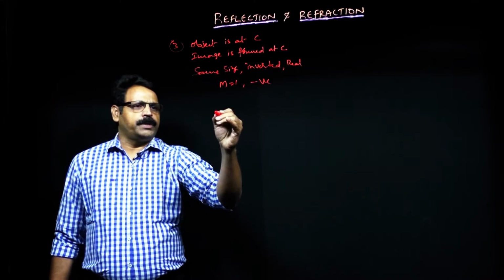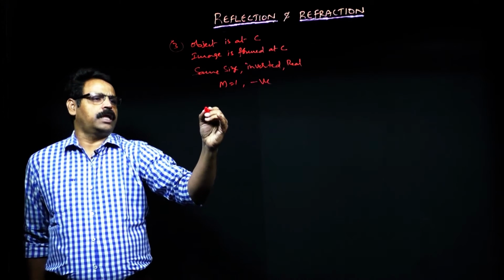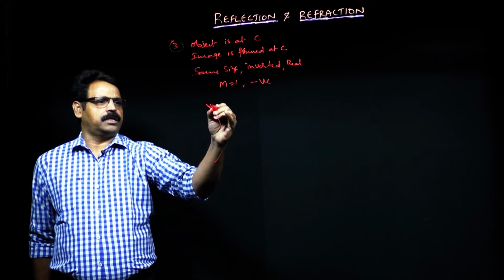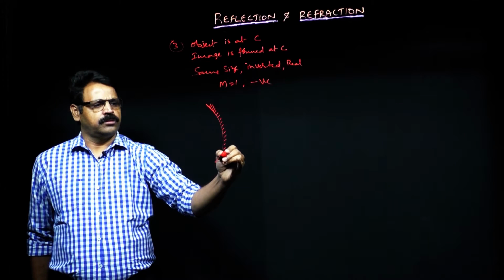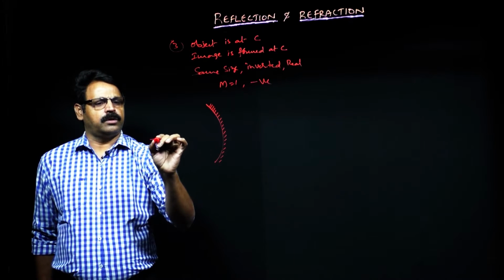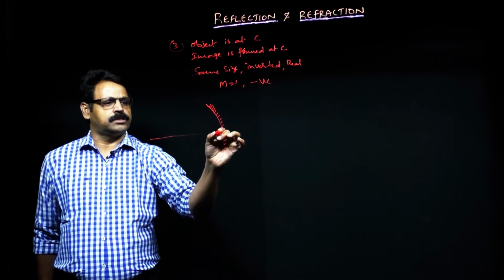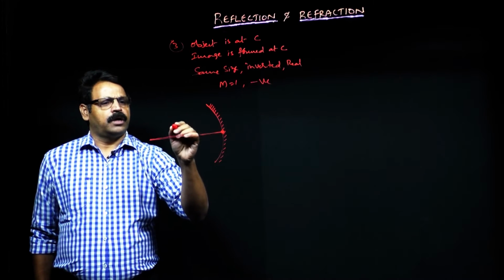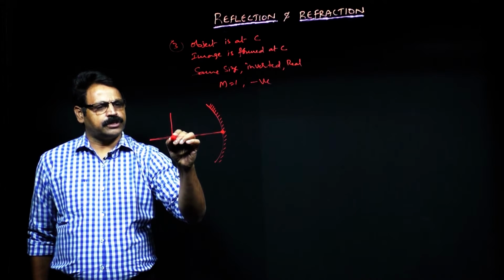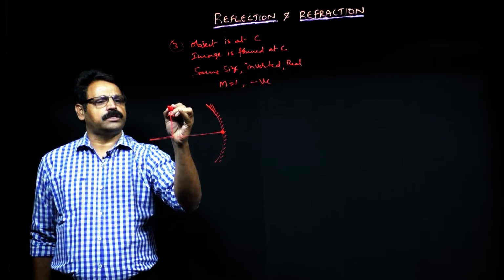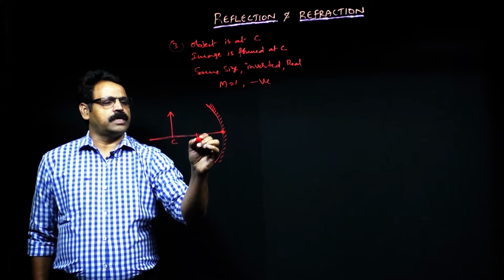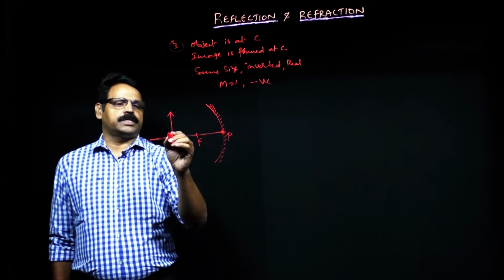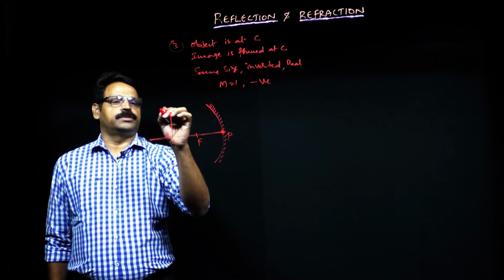So how is the picture going to be? The picture is going to be like this. See here, if I look at the mirror here, now from the pole draw the principal axis. So this is the pole and this is the principal axis, and here is the center of curvature. This is the center of curvature C, this is F and this is P. Now the object is here itself, AB, this is the object.